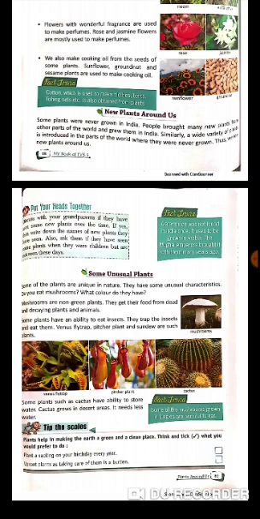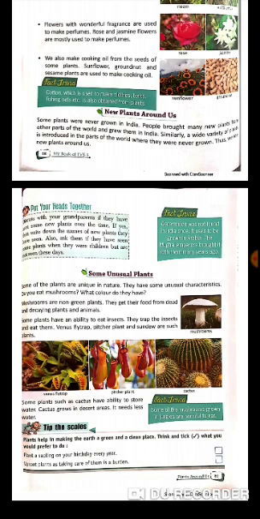Some unusual plants. Some of the plants are unique in nature. They have some unusual characteristics. Do you eat mushroom? What color do they have? Mushrooms are non-green plants. They get their food from dead and decaying plants and animals. Some plants have an ability to eat insects. They trap the insects and eat them. Venus flytrap, pitcher plant, and sundew are such plants.